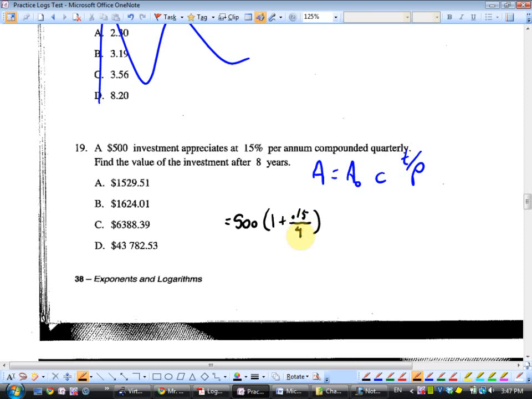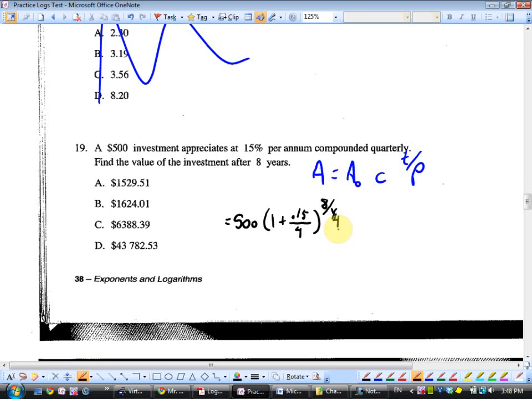What's T, time? 8 divided by how long is the period? A quarter. And Jordan, you know that dividing by 1/4 is the same as multiplying by what? By 4. In fact, that exponent's going to be 32. So it's going to be 500 times bracket 1 plus 0.15 divided by 4 to the 32, whatever the heck that is.